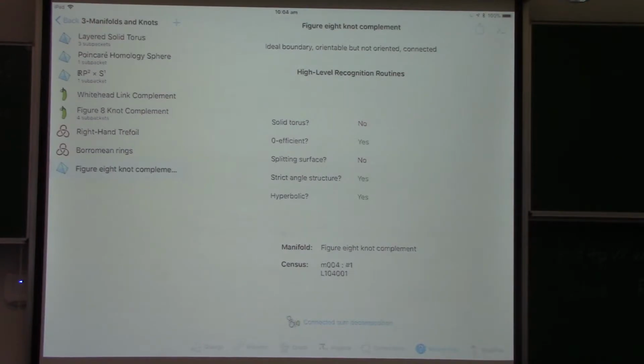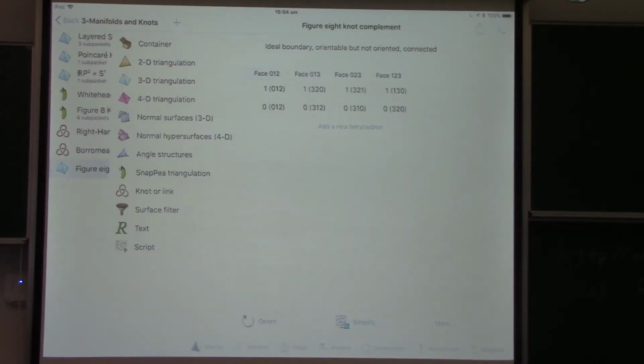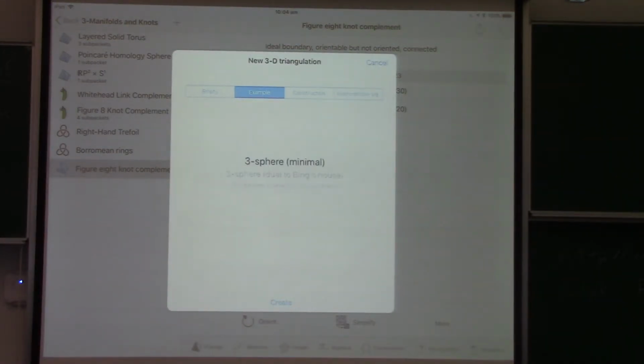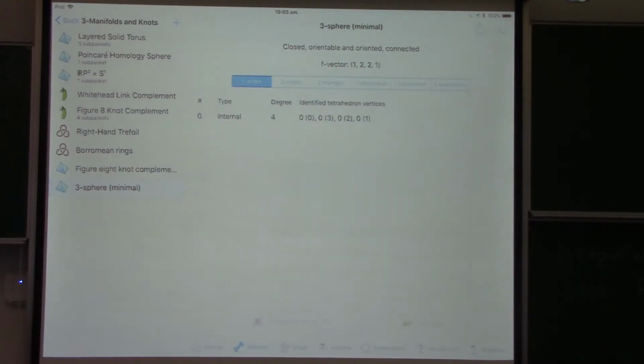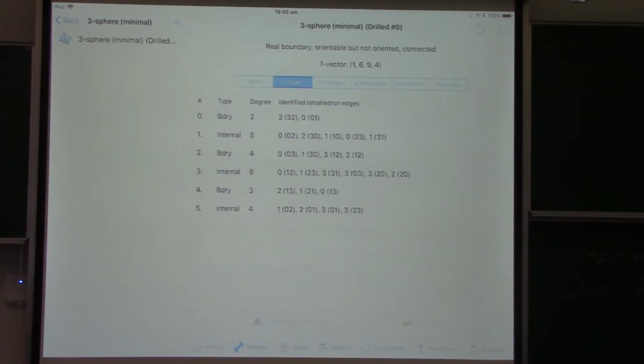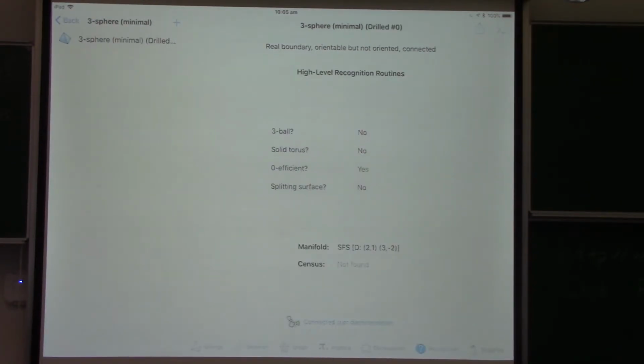All right. Let's do something else. You can do things like drill edges. So let's build a three-sphere triangulation. Here's just a straightforward three-sphere triangulation with one tetrahedron. Let's see if there's a knotted edge, right? So let's go to the edges. Here's an edge. Let's drill this one out. So now we have a triangulation with boundary, and let's see if it's a solid torus. No, it's not a solid torus, which means that edge was not knotted. Right? So these are the kinds of things that Regina does.